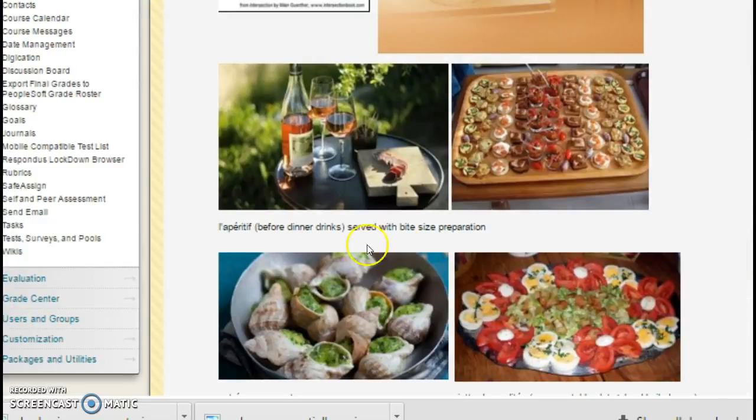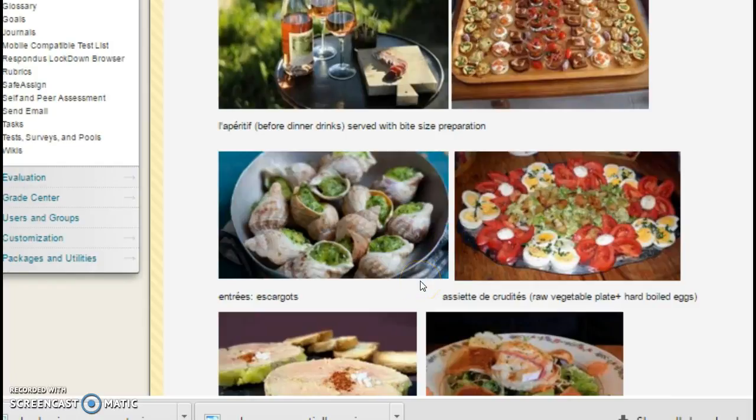Example of aperitif. See here they serve you a specific wine for aperitif. They're not wine that you would drink during dinner, okay? They're only for aperitif. So here they have some type of dried up sausage, like salami, and it looks like olives. The food you serve with the aperitif are usually bite-size preparations, okay?